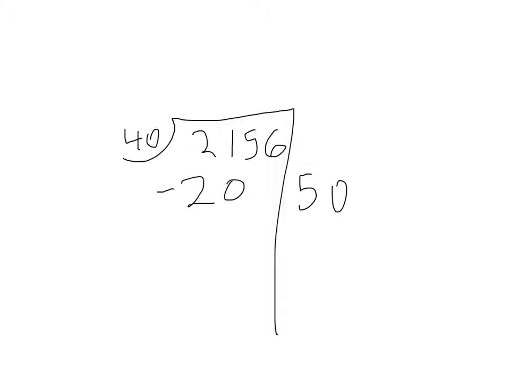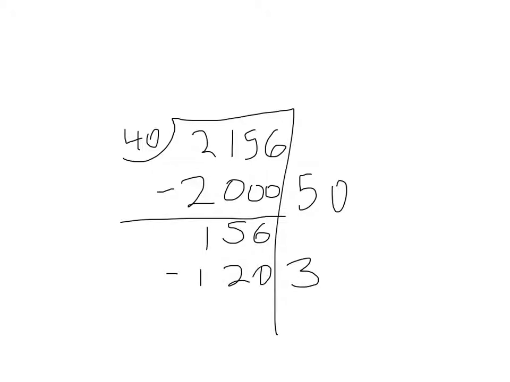So I'll subtract it from 2,156. And I'll get 156. Now I'm going to guess how many 40s are in 156. I'll say about 3 this time. I know 40 times 3 is 120. So I'll subtract it from 156. Now I have 36 remaining.